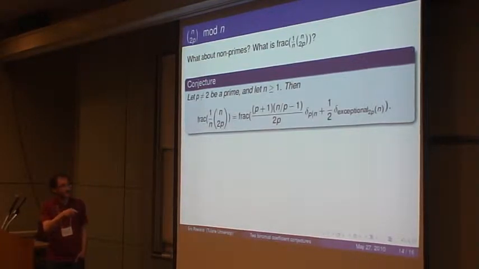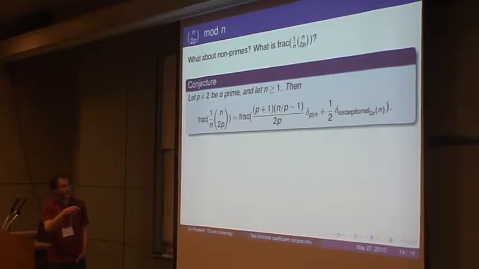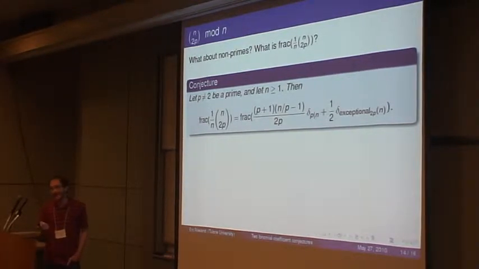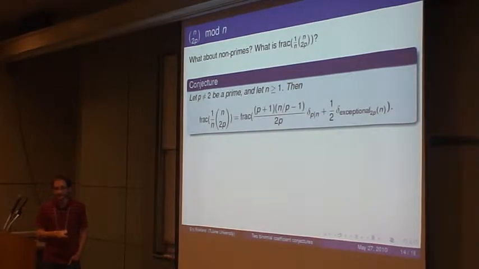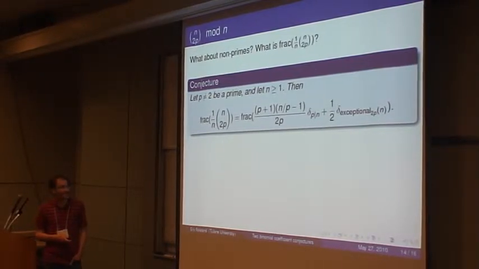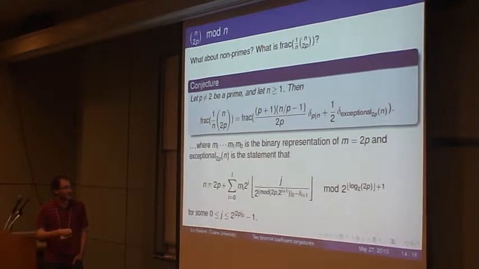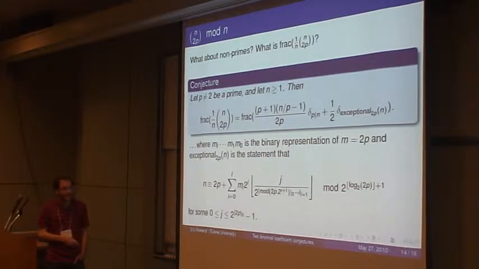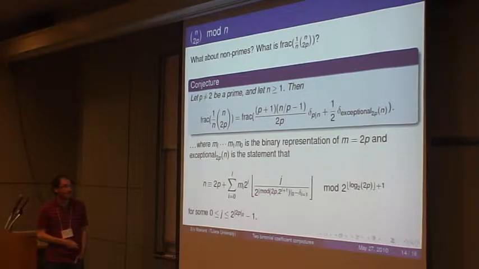So again, we include this term if p divides n, and we don't include it if p doesn't divide n. But then sometimes we have to add a 1/2. And this is where things get interesting. So cracking down exactly where we have to add this 1/2 is not so straightforward. So here is what this statement says. These are the exceptional residues where we have to add this 1/2.